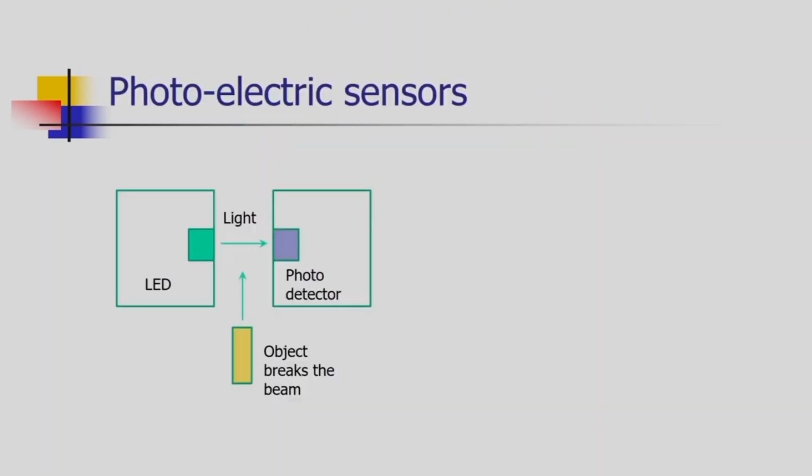The next group of sensors is photoelectric sensors. In this group, a pair of LED and photodetector is used to detect the passage of light continuously. So when an object breaks the beam of light, the passage of light from LED to photodetector, it generates a pulse. So we are getting a pulse here, or we are getting an electrical signal.